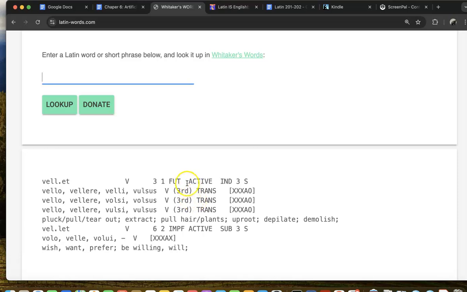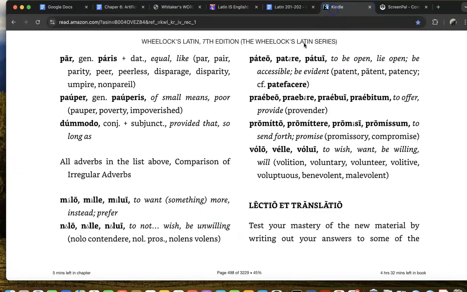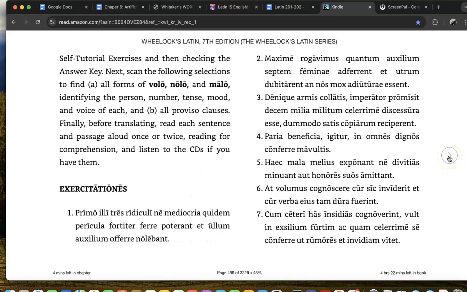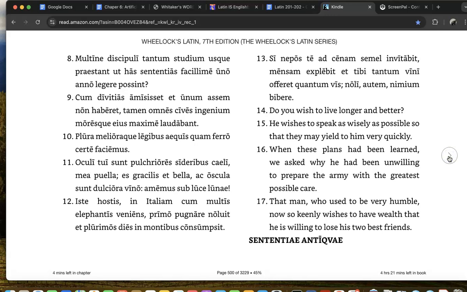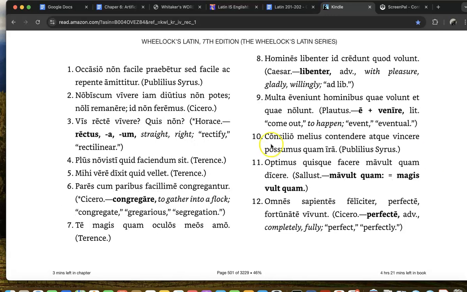You can see this could be either the future active or the imperfect active subjunctive. And so this is where only the context will tell us. This is one of the tricky parts in Latin: only the context will tell us if it's present, past, or mood, and so what mood it is, and so forth.